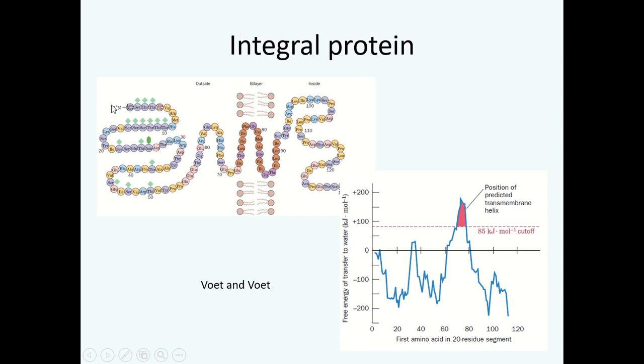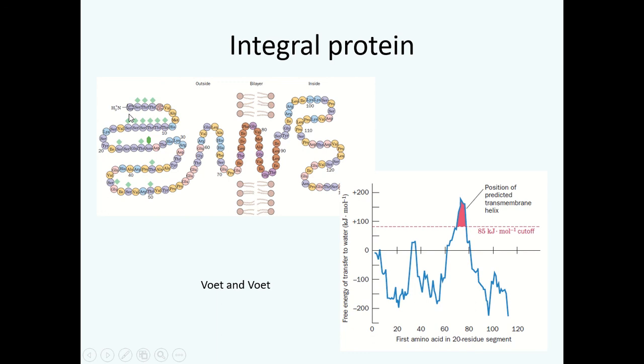So what we do is that we look at a window of 20 amino acids, for example amino acid number 1 till amino acid number 20 here, and we add the free energy of transfer from the membrane to water for all of these individual amino acids, from amino acid number 1 to amino acid number 20. That is represented as the first point on this graph.